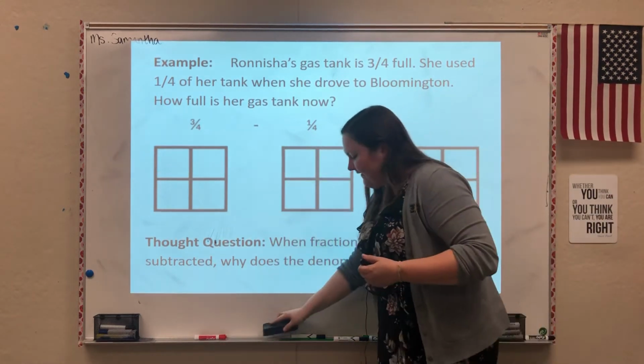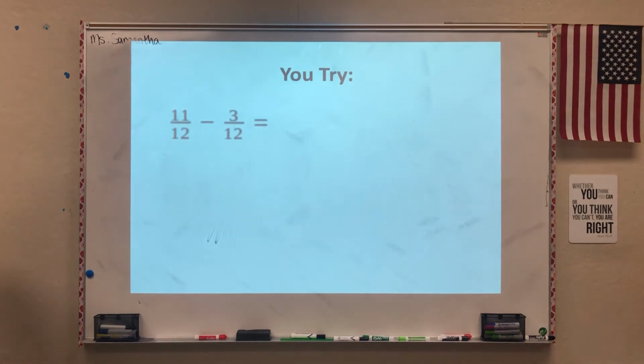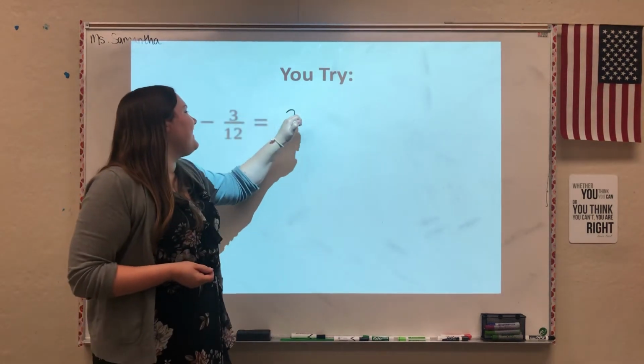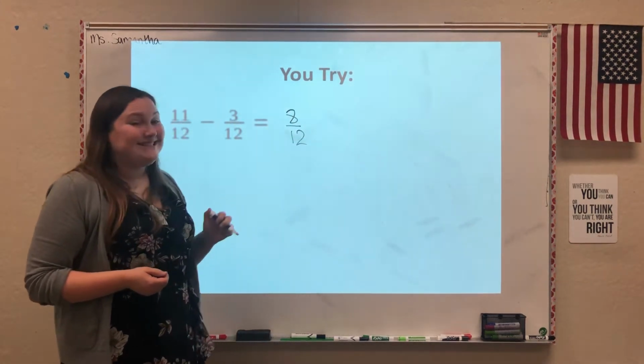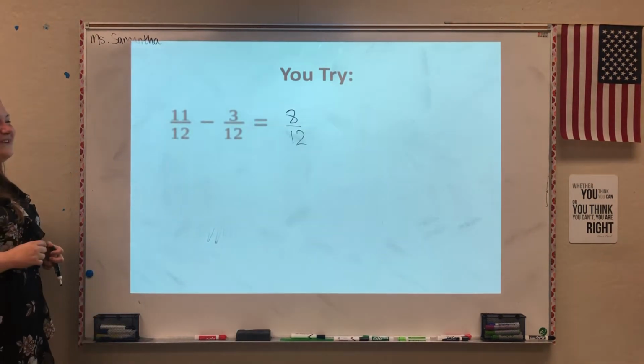The first one looks like this. We've got 11/12 minus 3/12. Go ahead and try that now. For that, you should have subtracted your numerators, your 11 and 3, and got an 8/12. Did you remember to simplify? Hopefully. You want to simplify that.